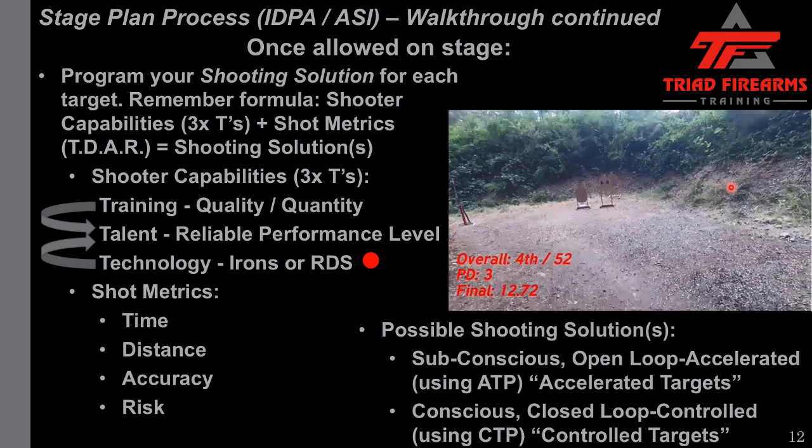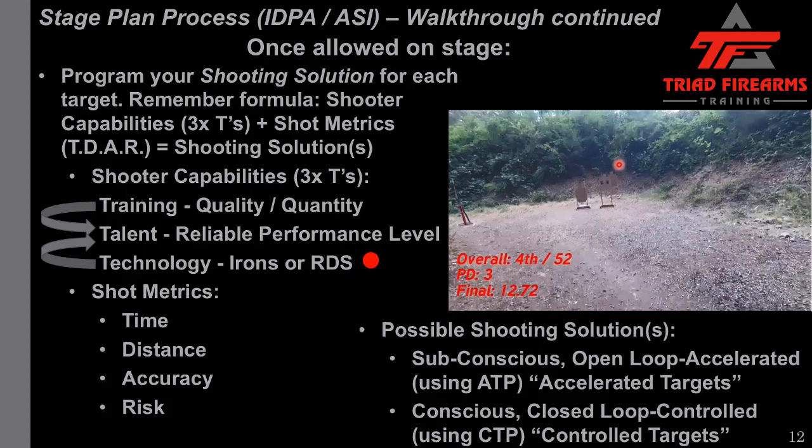Now let's say I'm conducting my walkthrough and I need to determine my shooting solutions for each target. Starting with this target here on the right, just below the laser there, I need to, using TDAR, first is T for time. Is there a time element? Well, I'm on a shot timer for the whole stage, true, but there's not an individual time component to this target. Next is D for distance. It is about 11 yards, within both of my accelerated and controlled effective range.